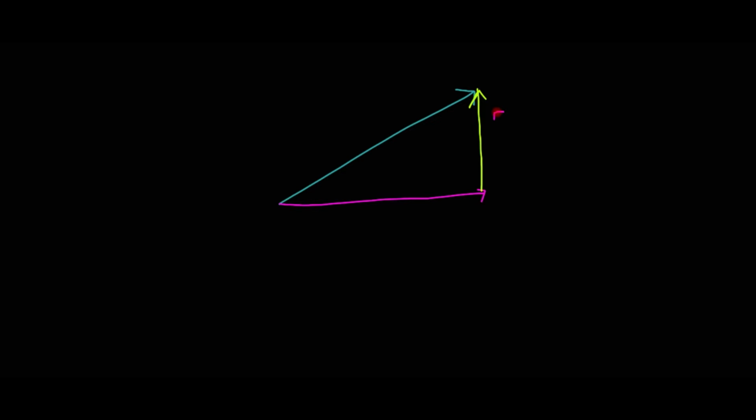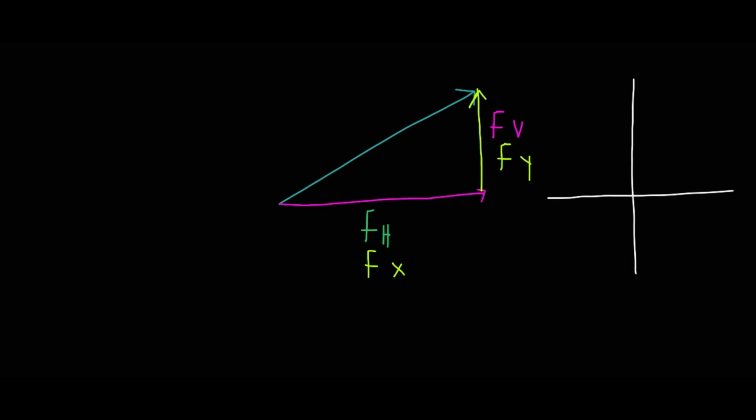This force is the vertical component, and this one is the horizontal component because it's horizontal. Sometimes this one is Fy, and this one is Fx. This is because of the Cartesian plane in this way. This is the y-axis and this is the x-axis. So this one acts as the y-axis, and this one acts as the x-axis.